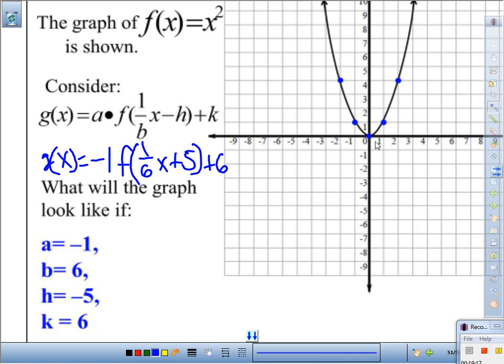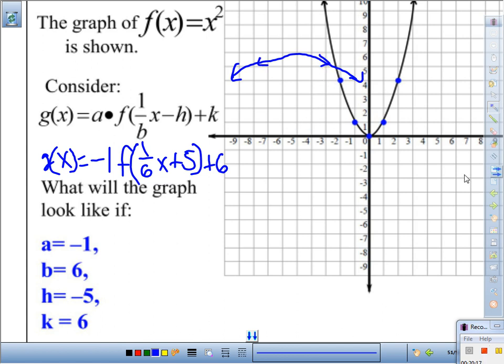Everybody see it? From there, what number did I substitute for h? So I'm going to move it to -5. And then k is +6, so it's going to go up here, and it should look something like this. Okay? All right. Now, some of you probably got the first or the second, or maybe you forgot to flip it and you got the other two. That's fine. If you did it about right there, that's okay.